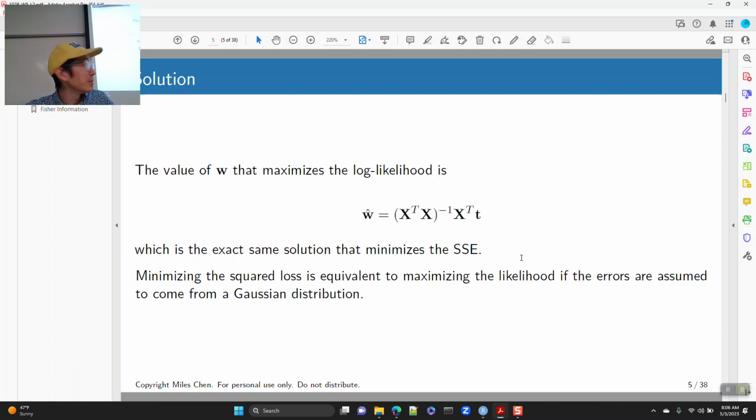I don't know. And then, so we got this, right? The value of W that maximizes the log likelihood is this thing, which is the exact same thing that minimizes the sum of squared errors. And that works out if you assume your errors come from the normal distribution.